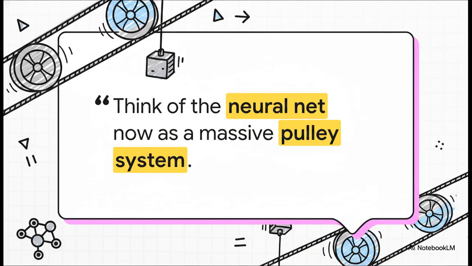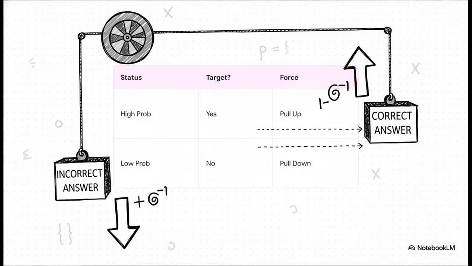He says to think of the neural net now as a massive pulley system. And this brilliantly illustrates exactly how that pulley system operates in practice. The gradients act as a literal physical push and pull. If your network predicts an incorrect character, its gradient force is a positive number equal to its probability. Basically, it's being pulled down. But for the correct target character, the math is the probability minus 1. That creates a negative gradient, acting as a force pulling up on the correct answer.